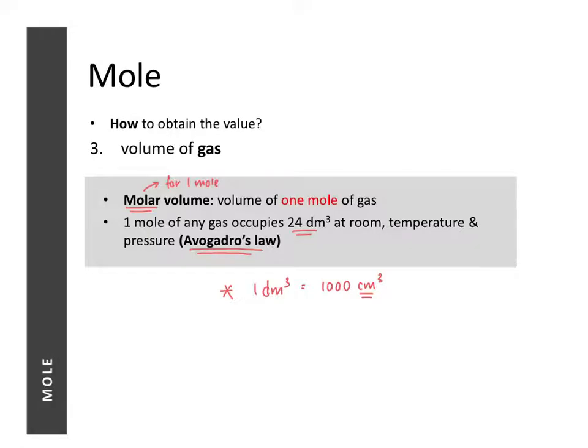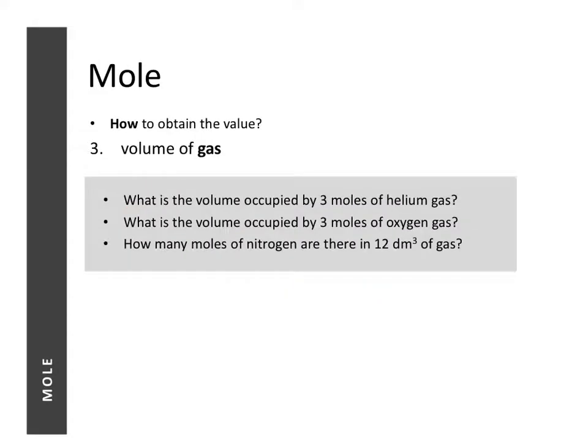Before we go on, I'm going to repeat Avogadro's law again: 1 mole of any gas, be it nitrogen, carbon dioxide, oxygen, helium, any gas, if I have 1 mole of that gas, it will have a volume of 24 dm cube. Now, once again, we'll look at some simple mathematical questions and use them to derive the relation between the number of moles and volume.